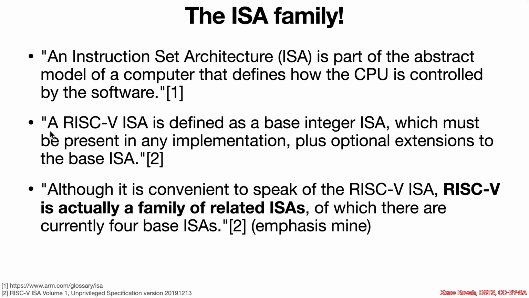and basically the assembly language is how the CPU is controlled by the software. Now, from the RISC documentation, it says a RISC-V ISA is defined as a base integer ISA, which must be present in any implementation, plus optional extensions to the base ISA. And it says, although it is convenient to speak of the RISC-V ISA, RISC-V is actually a family of related ISAs, of which there are currently 4 base ISAs. So that's my emphasis. RISC-V is actually a family of related ISAs. So let's learn about the ISA family.